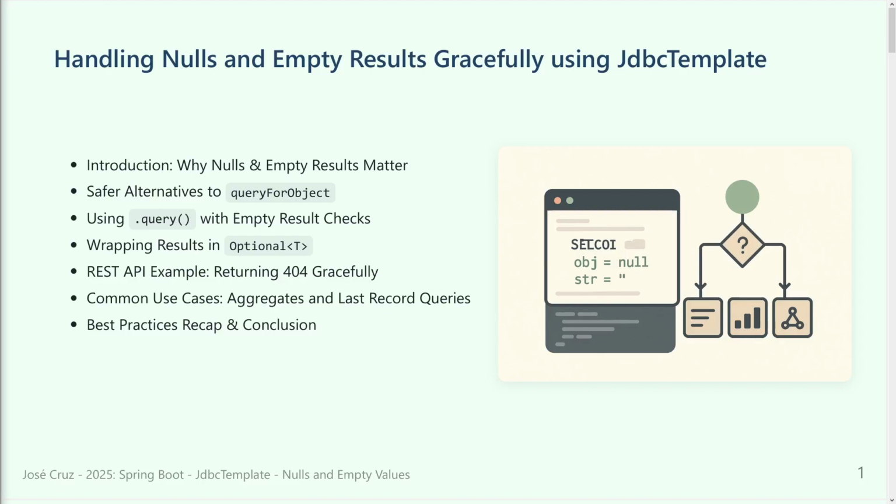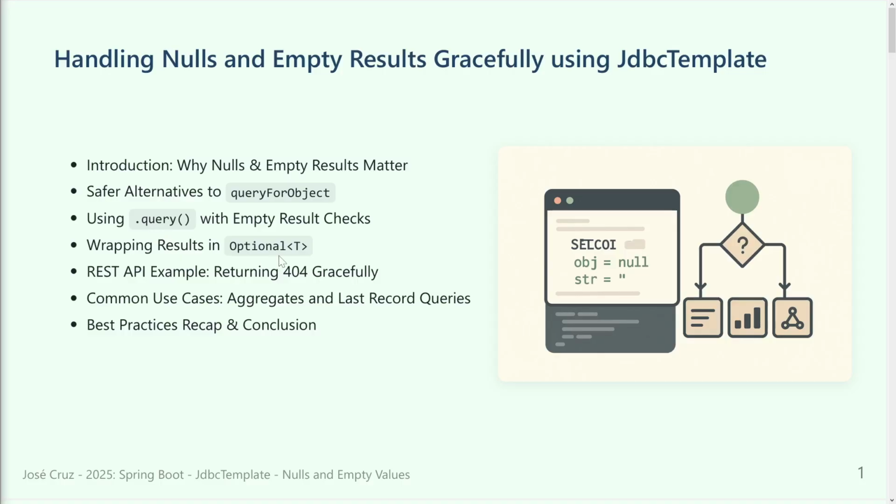when we want to get a specific row, usually we want to use queryForObject, but sometimes it's not the best approach. Then we probably can use query to return a list of values, and then we can take a decision from that. It's one strategy, but we will see others. Then another approach is wrapping results in an Optional.